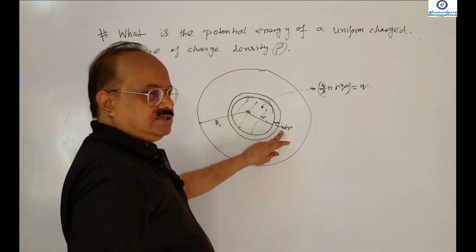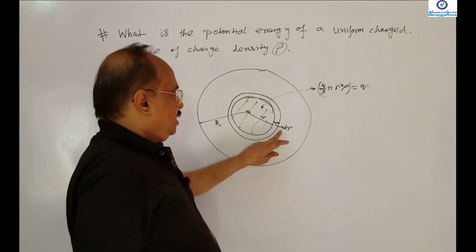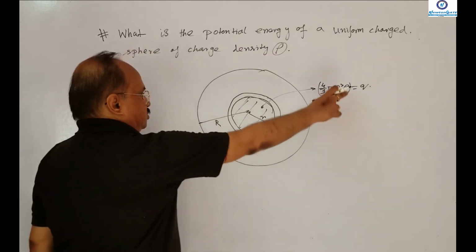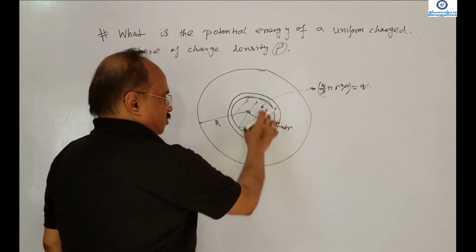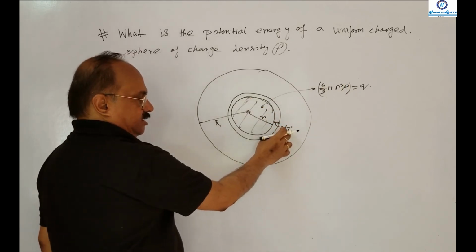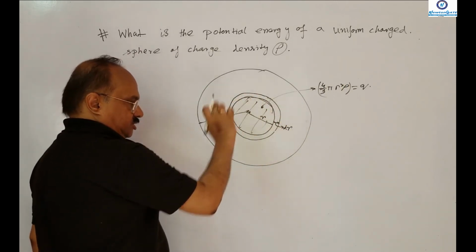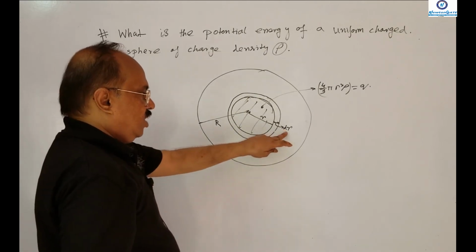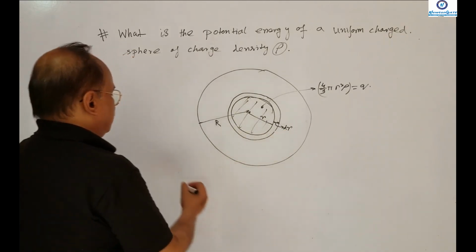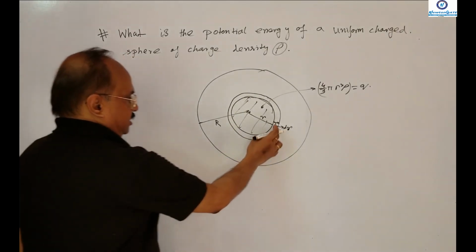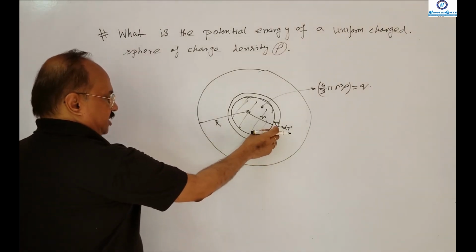And how much work is done to add this charge? Let us first find it out. There is already a charge q, and on that I am adding a thin spherical shell of thickness dr. So what will be the work done? That is the potential energy of this system.